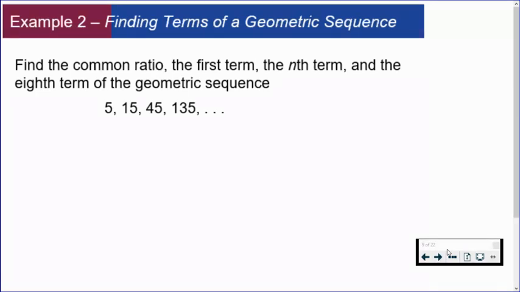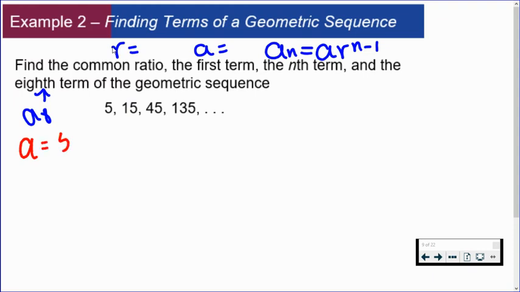Example number 2. Find the ratio first. Find the first term. Find the nth term. So I'm going to write the formula on the top. We can visualize this better. And then I want you to find the eighth term. Okay. So I figure that the a number is 5.